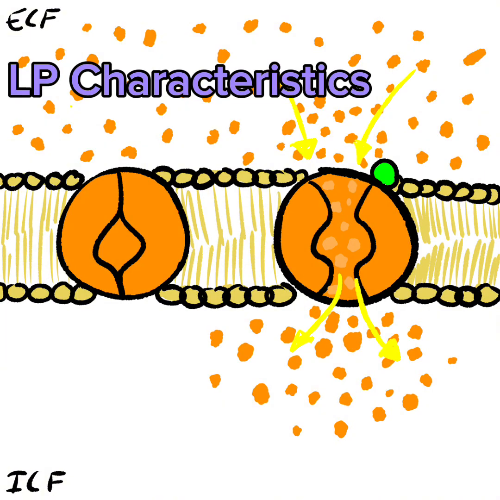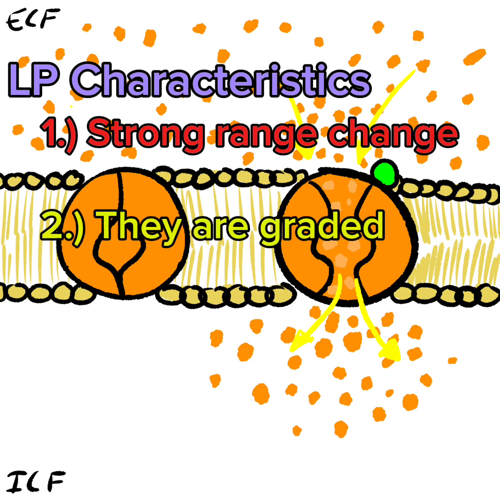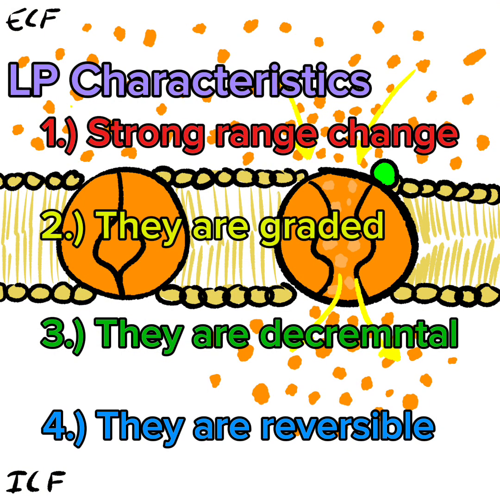Here are some characteristics of local potential. The first one is that it is a small change in voltage along the plasma membrane. The second is that it is graded, meaning that the magnitude varies depending on the strength of the stimulus. So the more channels that open, the more ions will enter. The third is that it is decremental, meaning that the current becomes weaker the farther it gets from the stimulation. The last one is that it is reversible. When the stimulation stops, the sodium gates close and the membrane returns to its resting potential.